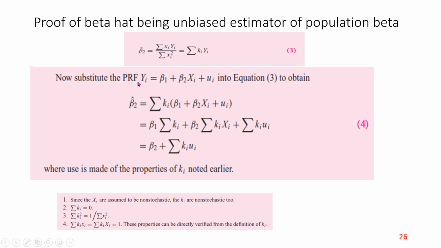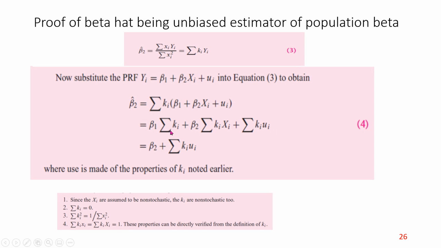So we know that the population regression function is yi equal to beta 1 plus beta 2 times xi plus ui. If we substitute this population regression function in equation number 3, we can write that beta 2 hat is equal to the sum of ki times this full value of yi. Then we multiply ki inside, and we know that beta 1 is a constant, so I bring it outside the summation sign. So beta 1 times the sum of ki plus beta 2 times the sum of ki xi plus the sum of ki ui.